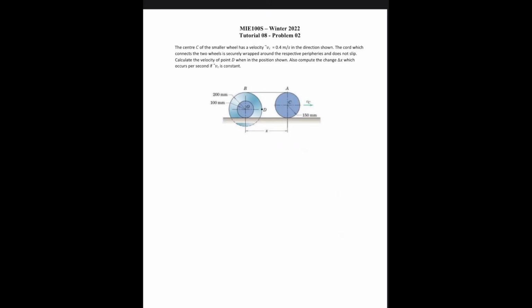So now for our second question. The center C of the smaller wheel has a velocity Vc of 0.5 meters per second in the direction shown. The cord which connects the two wheels is securely wrapped around the respective peripheries and does not slip. Calculate the velocity of point D, when in the position shown. Also compute the change in delta x, which occurs per second, if Vc is constant.